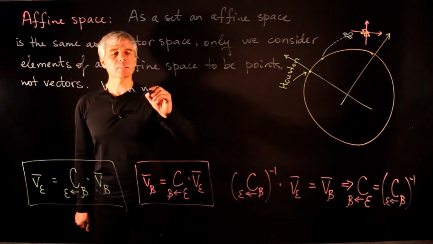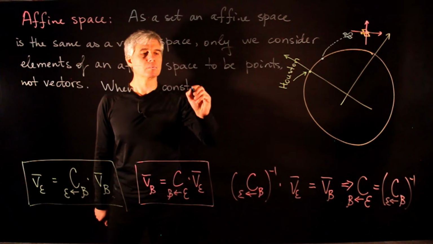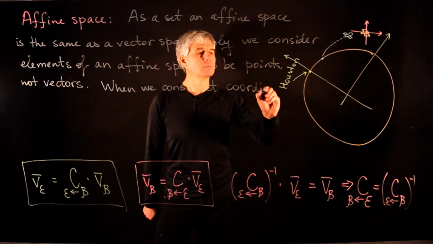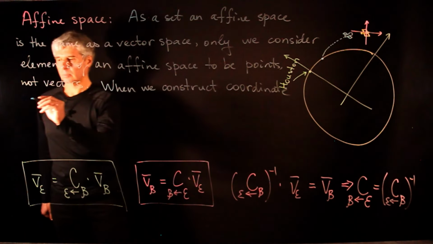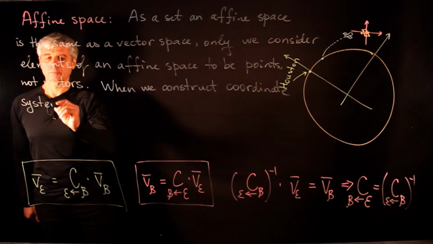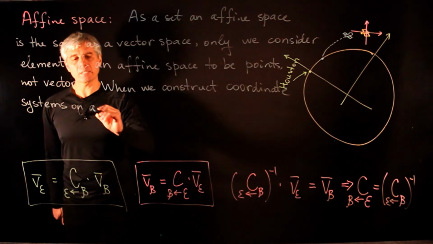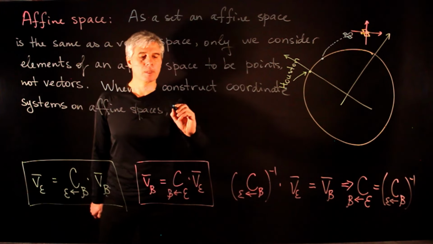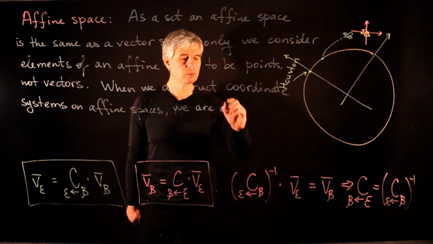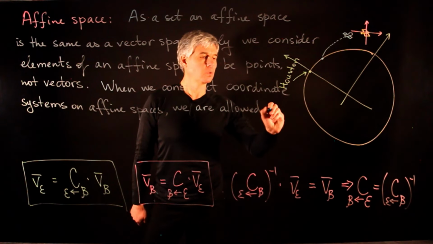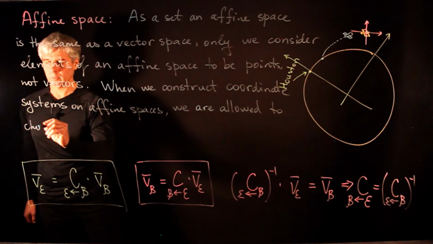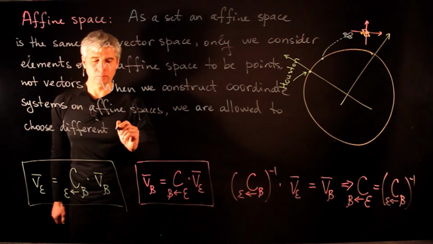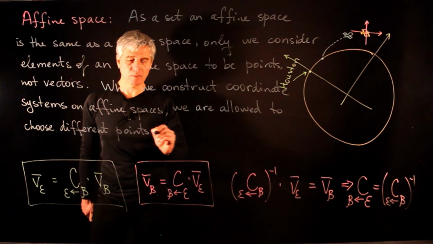When we construct coordinate systems on affine spaces, we are allowed to choose different points as origins.